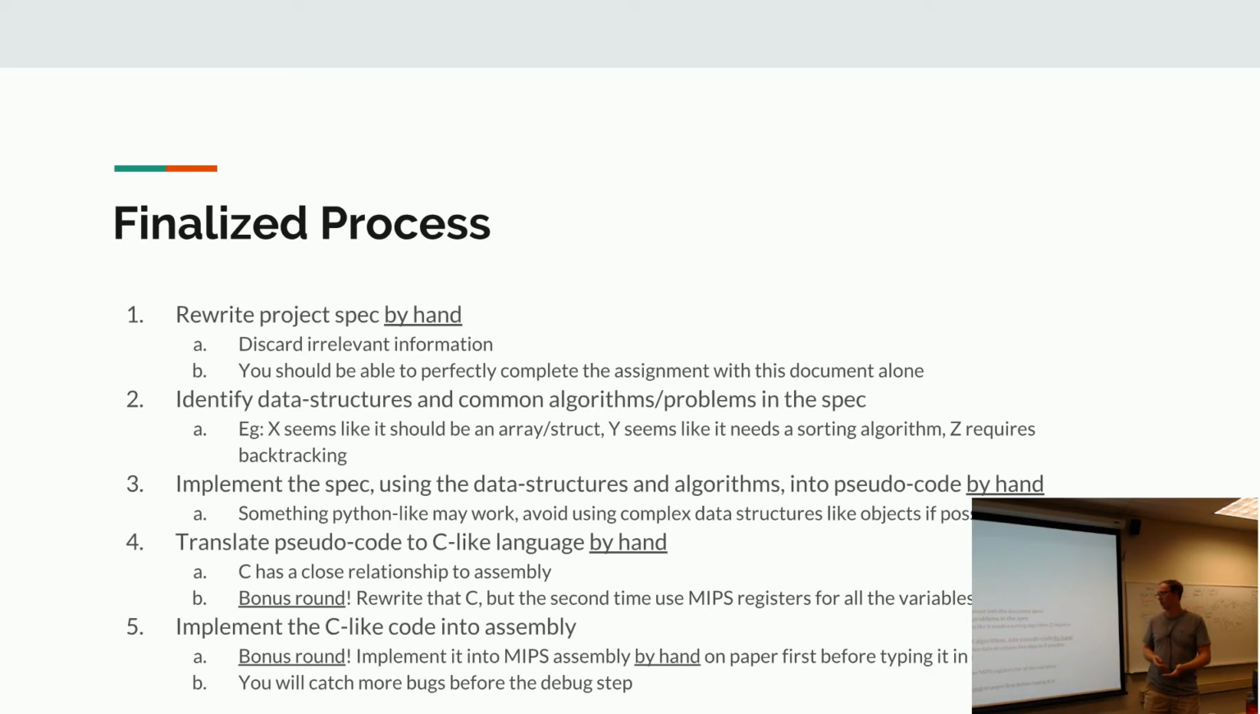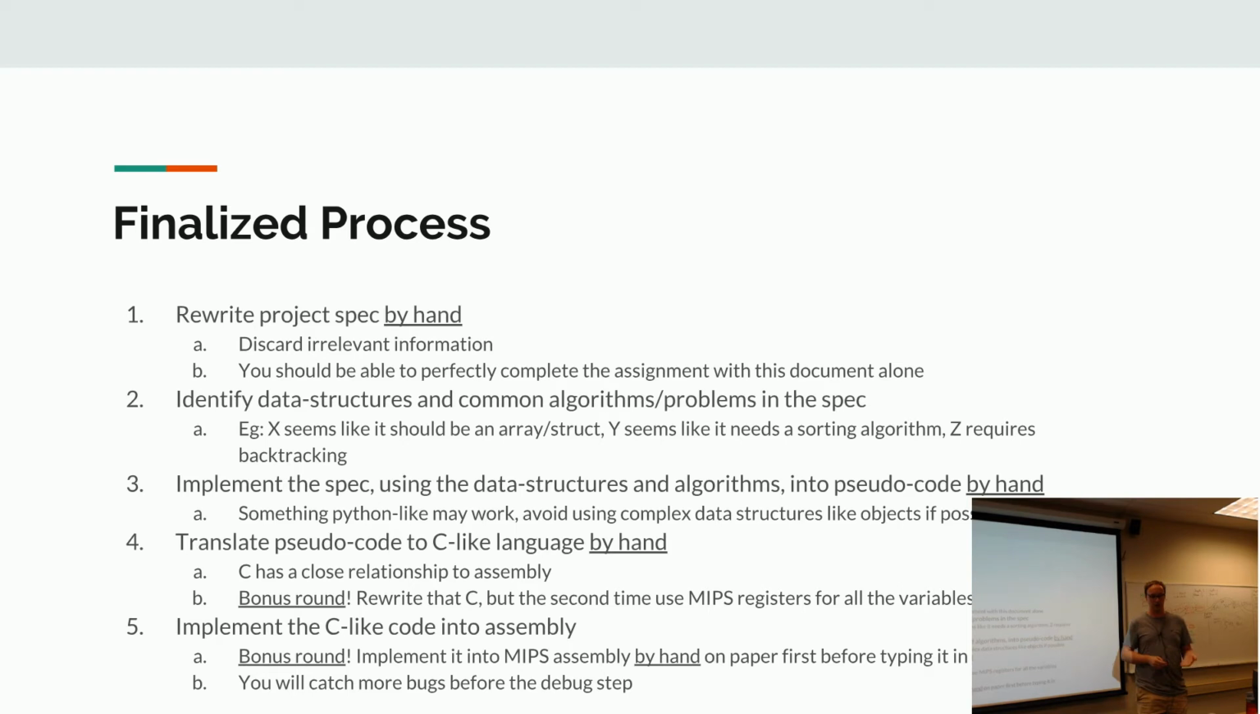I'm teaching you this because I want you to have the best chance of solving problems instead of smacking your head on a table multiple times, like in the previous figure. First off, you're going to rewrite the project spec by hand. It is important that this is by hand. You want to get rid of everything you don't need. If you cannot complete the project based on just the spec you write, you did not write it well enough, and you need to redo it.